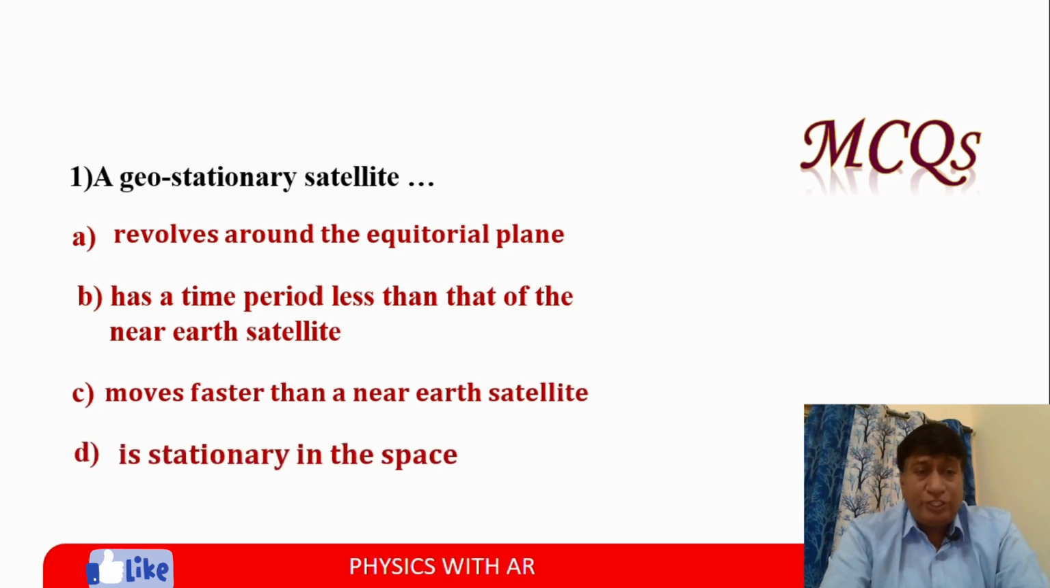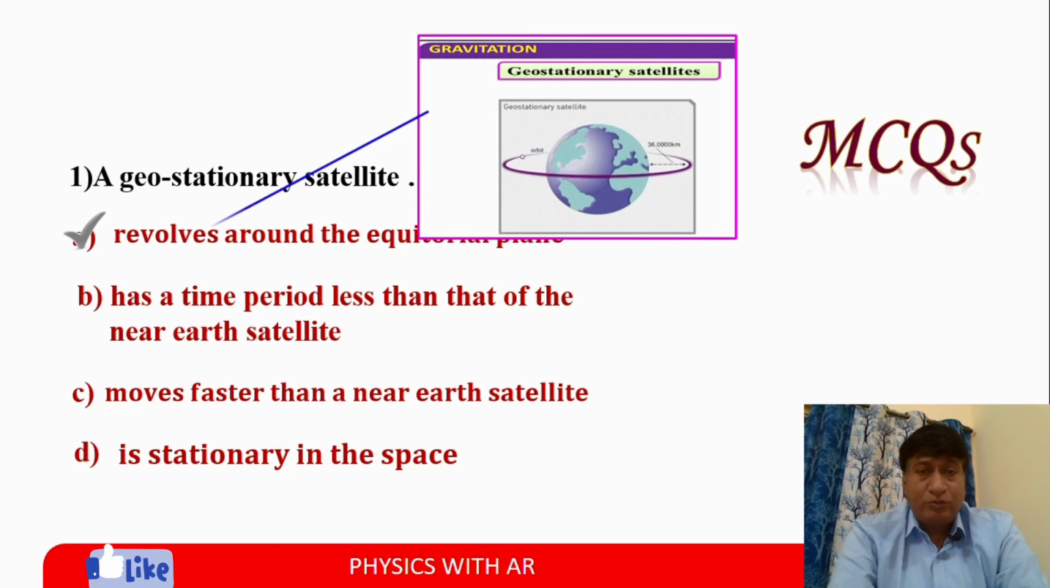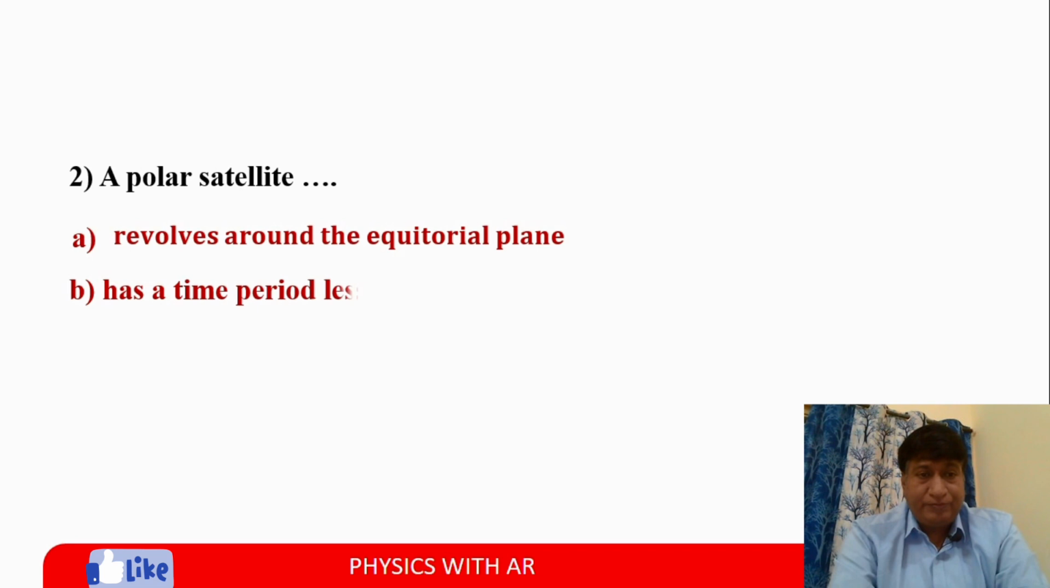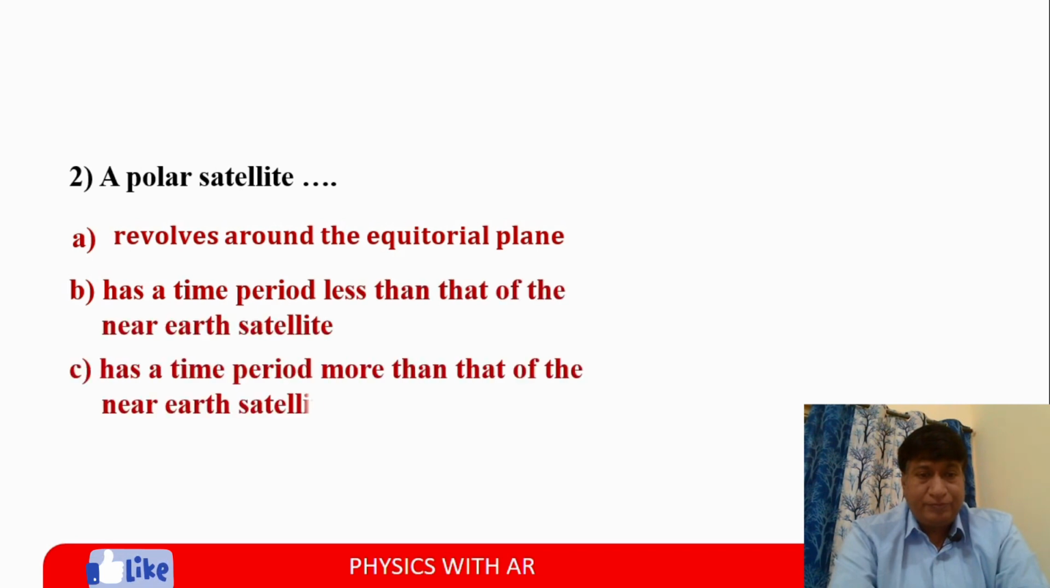So a geostationary satellite is, what is the answer? As you have seen, it revolves around the equatorial plane. Further, a polar satellite. The answer, as you have seen, is that it revolves around the polar axis.